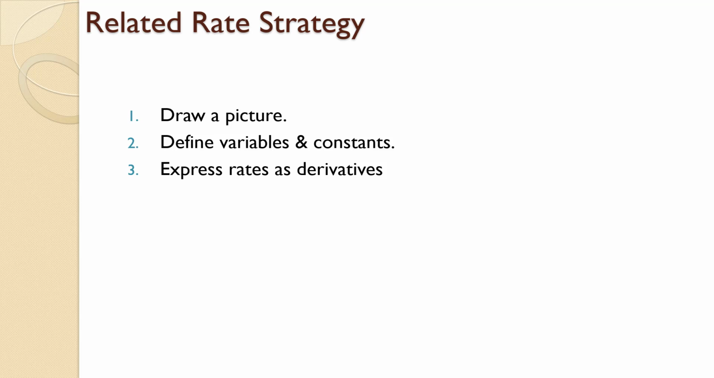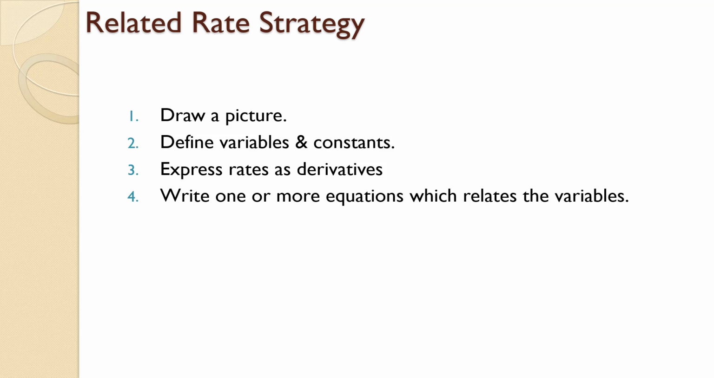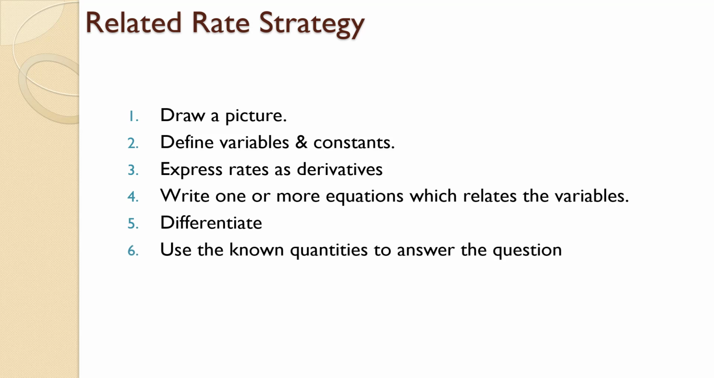Third thing would be to express any rates as derivatives. Usually you're given one rate somewhere. It's usually units of this per that. And there's another rate that you're trying to find. Next, write down one or more equations that relate the variables that you find in your rates, or just the variables that you're using. Try, if possible, to get one equation that relates the 2 variables that are in the rates that you have. Once you have that, then just differentiate each side in terms of time or in terms of whatever variable needs to be the derivative with respect to. Finally, use the known quantities to answer your question.